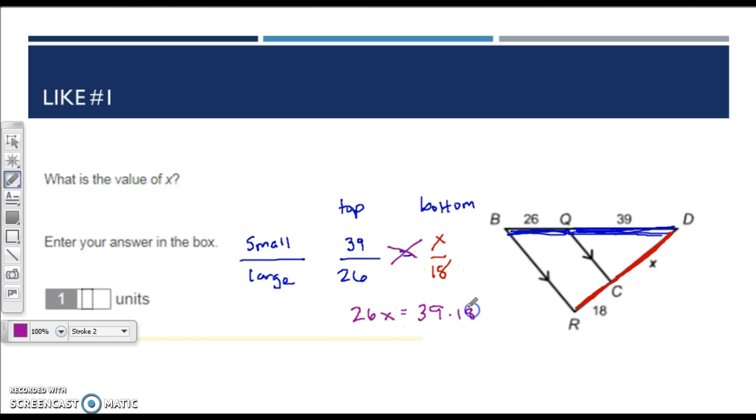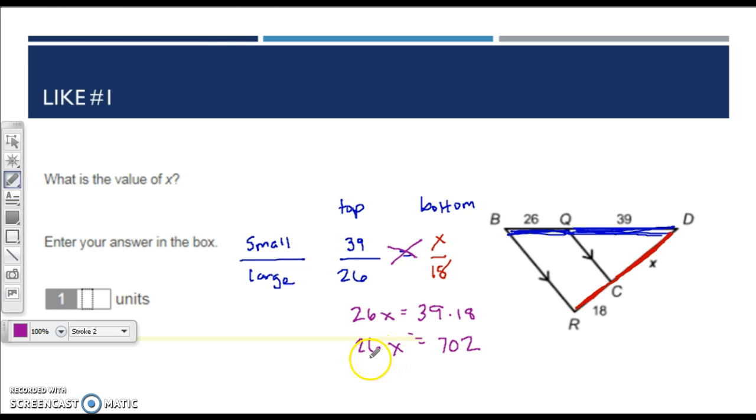Now I have to admit that I cannot do that in my head. I probably could, but you wouldn't want to sit here that long. So I'm going to use a tool that I have available to me, my calculator. And so I'm going to say 39 times 18, and I get 702.